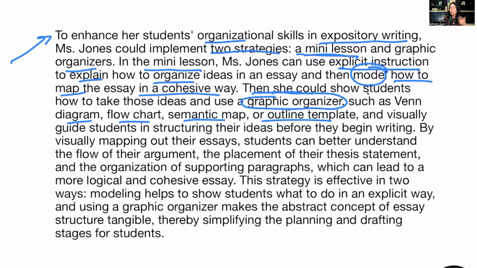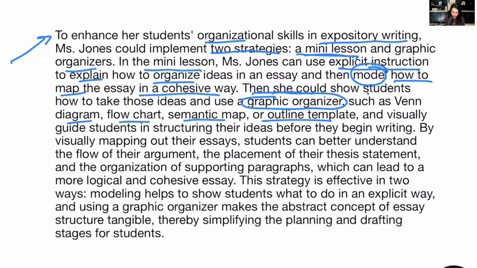Okay, you may not have all those: Venn diagram, flowchart, semantic map, outline template. You might just go with the outline template. Maybe that's something you're familiar with, or a semantic map. You could just name one of those things. I named all of them because I'm here demonstrating for you and trying to give you lots of different ways to show it. Okay. You do not have to do that.